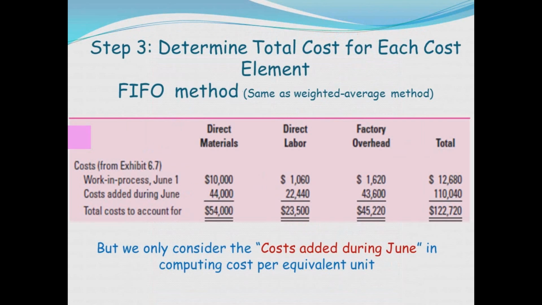Step 3, this is the exact same chart as we saw under weighted average, except since we're not considering the work done before in the previous period, we're also not going to consider the dollars associated with that work. So whereas for the weighted average method, we cared about the total costs to account for, in the FIFO method, we only care about the costs added this month because we only care about the work done this month. So we'll ignore these for the moment and focus on this line.